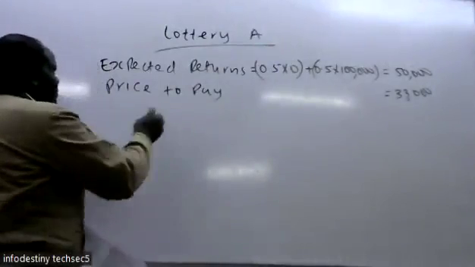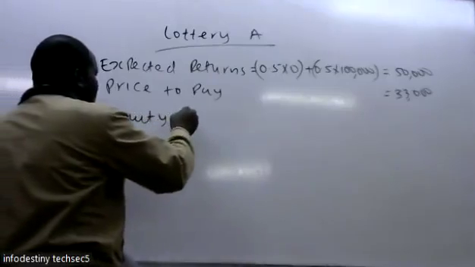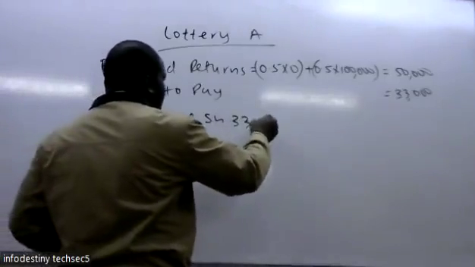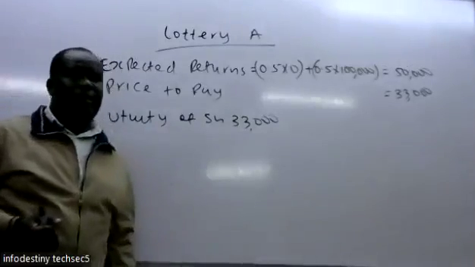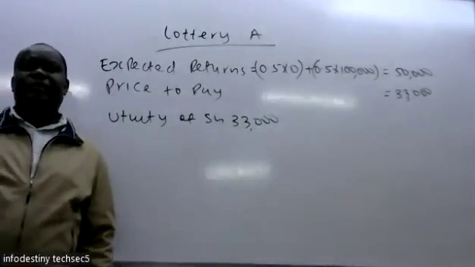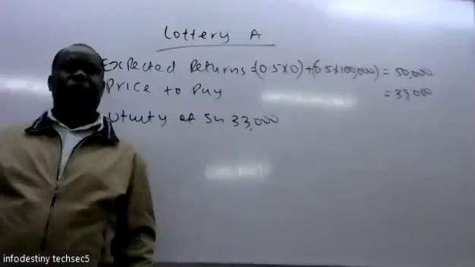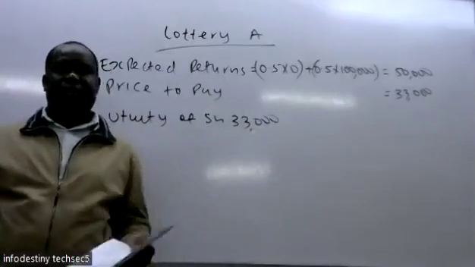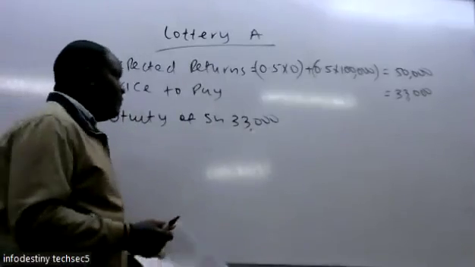So we can calculate the utility of 33,000 shillings, the amount he is willing to pay. What satisfaction are we going to get from that? Remember, utility is measured in utils, and it normally ranges from 0 to 1. When you win, you get 1. When you lose, you get 0. So the satisfaction you derive ranges from 0 to 1.